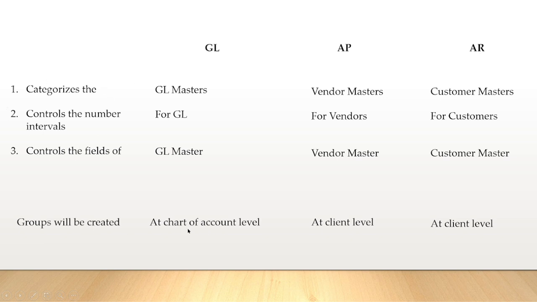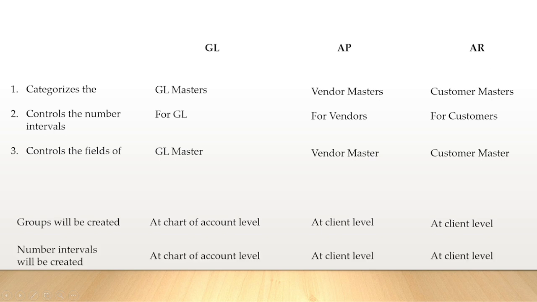Groups will be created at the chart of accounts level in case of GL, at the client level in case of AP or AR. Number intervals will be created at the client level both in case of AP and AR, so that you can use existing number intervals or you can create your own. Number intervals will be created at chart of accounts level in case of GL.